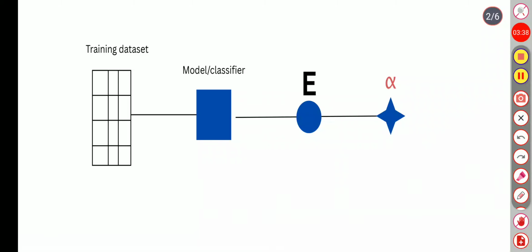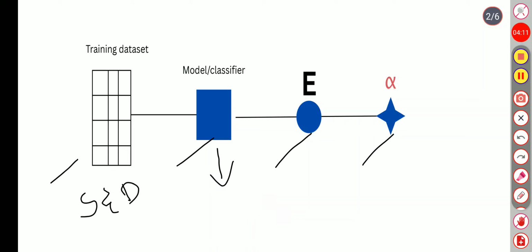Here we have one diagram. The diagram consists of four important components: the training data set, the model, the error, which we denote by the notation E, and alpha. Let me explain each step one by one. The training data set always consists of similar and dissimilar data. The model is what we use in machine learning for the learning concept. After learning, you get the prediction.